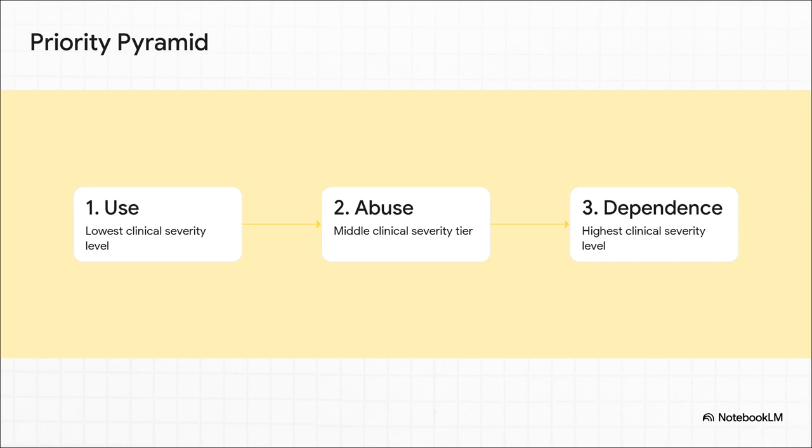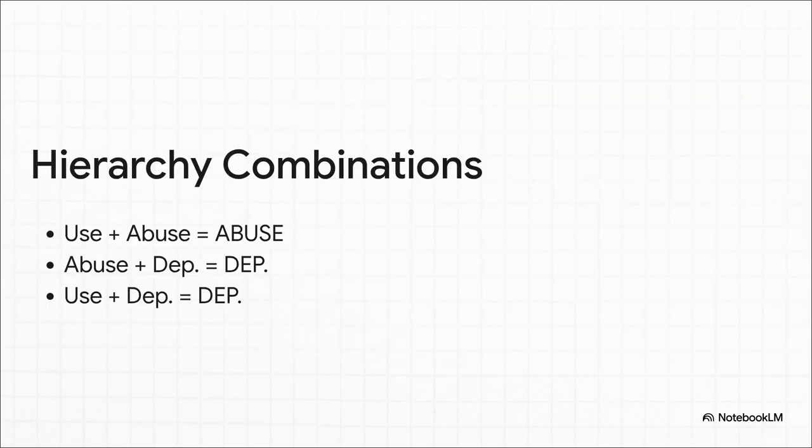The golden rule is incredibly simple. The highest step documented in the medical record always wins. The highest tier completely absorbs the lower tiers into a single winning code box. Dependence swallows abuse, and abuse swallows use. And this brilliantly illustrates exactly how those combinations play out based strictly on section IC5.B. If you see both use and abuse documented, you code abuse. Abuse and dependence, code dependence. Use and dependence, code dependence.